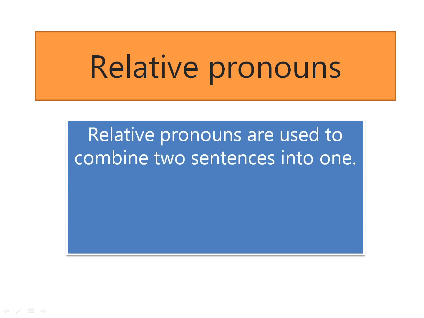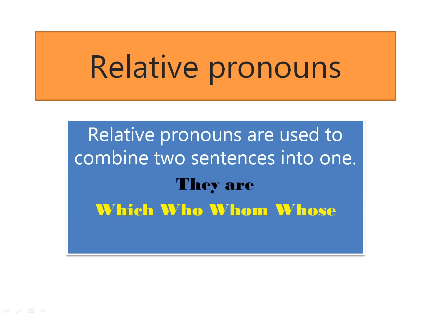So, relative pronouns are used to combine two sentences into one, which means we have two different sentences and we want to make them one sentence. So we use a relative pronoun. They are which, who, whom, whose, and when and where are sometimes also used as relative pronouns.